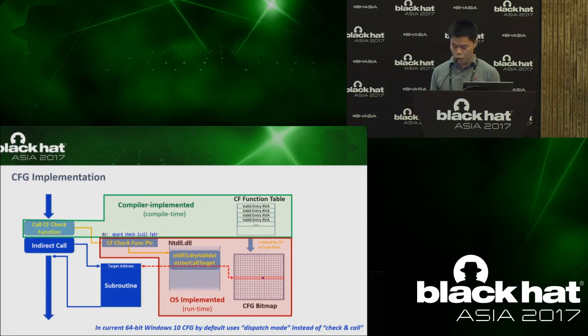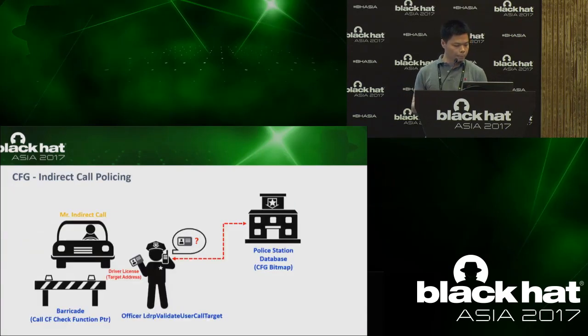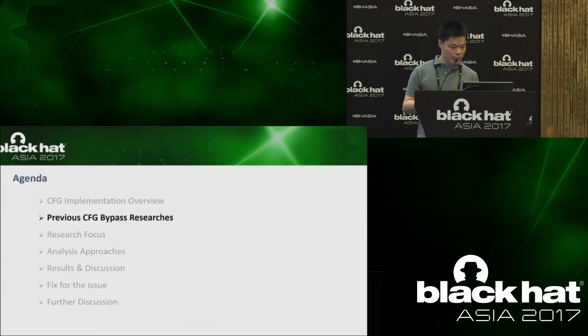If the target address of the indirect call is valid in the CFG bitmap, it will continue this indirect call. So CFG basically plays the role of a road officer who checks Mr. Indirect Call's target address against its database, which is basically the CFG bitmap. If the target address is valid, the road officer would raise the barricade to let Mr. Indirect Call keep on going. So that's a quick review of CFG implementation.